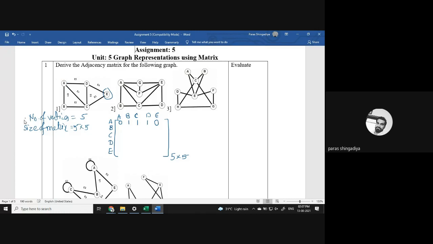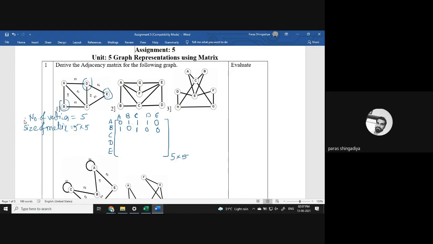Which vertices are adjacent with A? Which three vertices are adjacent? B, C, and D. So these entries will be 1 and the rest of the entries 0. Now for the second vertex, second row, B, we'll check the relation of B with all the vertices. First is B to A, it is 1 here. B and A are connected. B to B, it is 0, no loop at B. B and C are adjacent, put 1. B and D, vertex B and vertex D, are not adjacent. So it will be 0 here. And B and E, it is not adjacent, that is also 0.